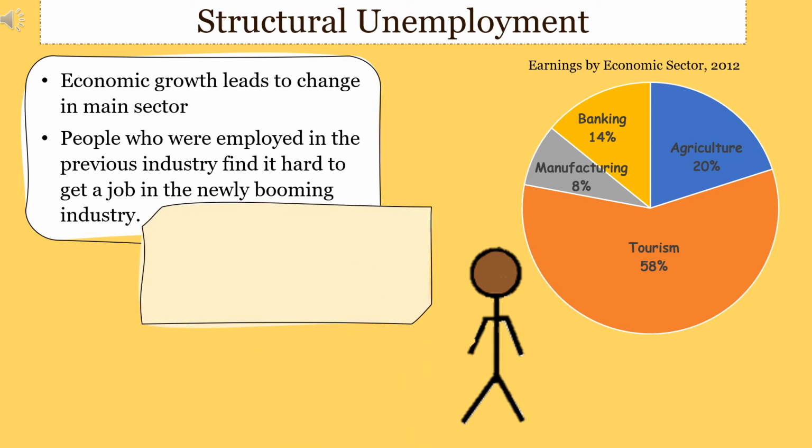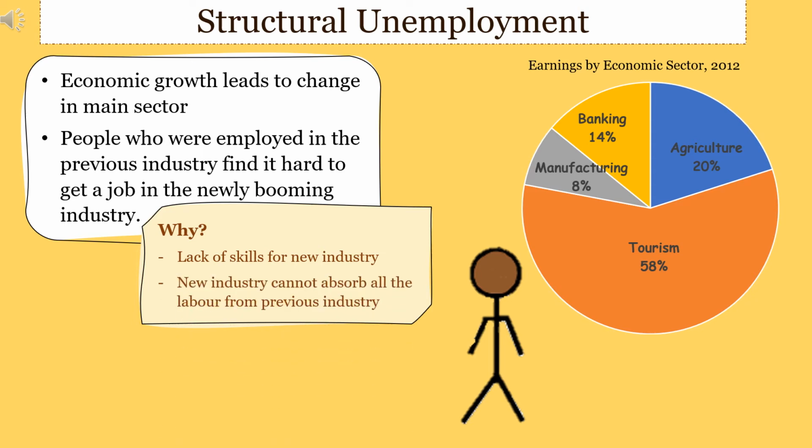Now, why would these people who are in the middle of two different industries become unemployed due to the change? For one, they may lack skills for the new industry because the two industries may be worlds apart or there may be very little overlap in the skills needed for them. Another reason is that the new industry cannot absorb all the labor from the previous industry. If there was a case where in industry A, 50 workers were needed to complete a job, but in the new industry B, 10 workers were needed to complete those jobs, then 40 people will be out of work because of that change in the structure of the economy.